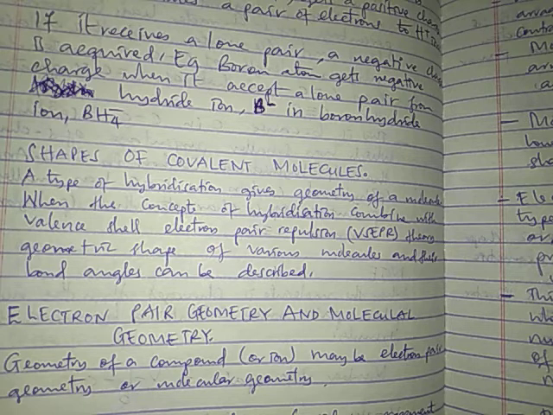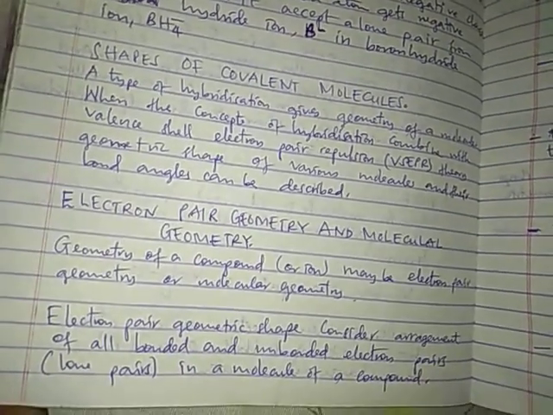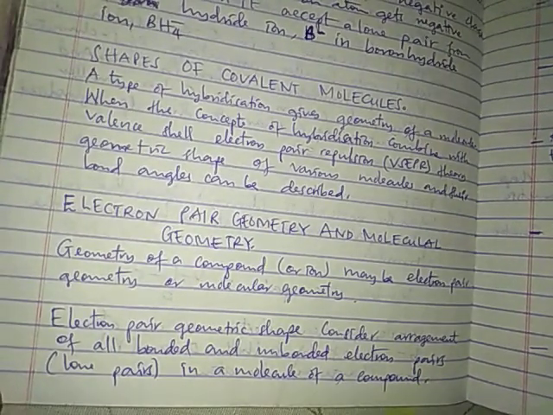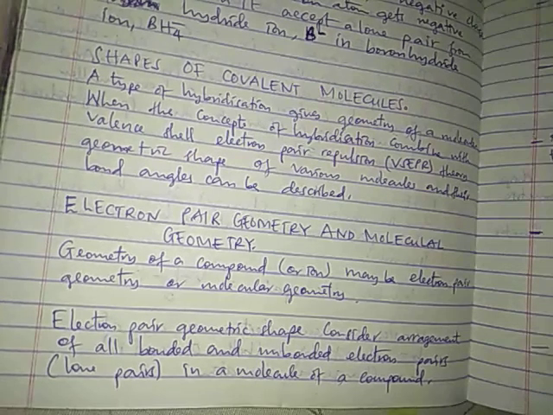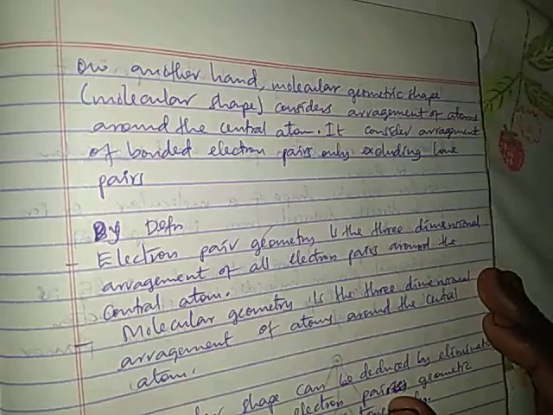Now we are saying that the geometry of a compound or ion may be electron pair geometry or molecular geometry. Electron pair geometric shape considers the arrangement of all bonded and unbonded electron pairs, that is lone pairs, in a molecule of a compound. So electron pair geometry considers both bonded and non-bonded electrons in a compound or in your molecule.